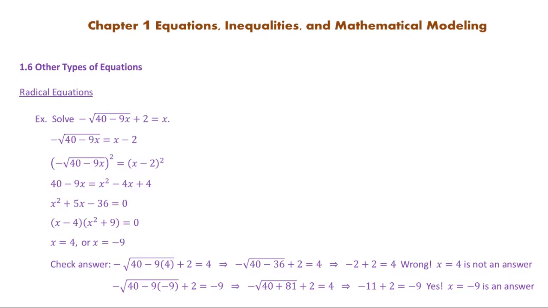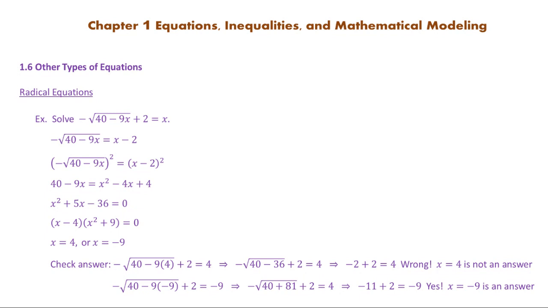Okay, so plug in 4 for x in the original equation, so we get negative square root of 40 minus 9 times 4 plus 2 equal to 4. So inside the radical we get 40 minus 36. 9 times 4 is 36. So 40 minus 36 is just 4, and then you take the root of 4, you get 2. So the equation becomes negative 2 plus 2 equal to 4. So 2 plus 2 is just 0 on the left, and then we get 4 on the right. So obviously that's not right. So that means x equal to 4 is not a solution.